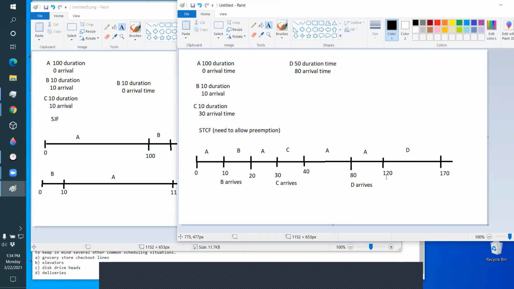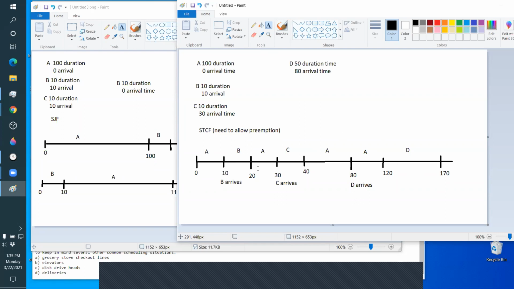So we decide which one has the shortest time to completion. Well, since A only needs 40 more units of time, but D needs 50 units of time, A is the shorter one, so go ahead and let A complete here. A got preempted here and here because A was the longer job. So at this scheduling point, A got preempted by B because A still had 90 units of time left and B needed only 10.